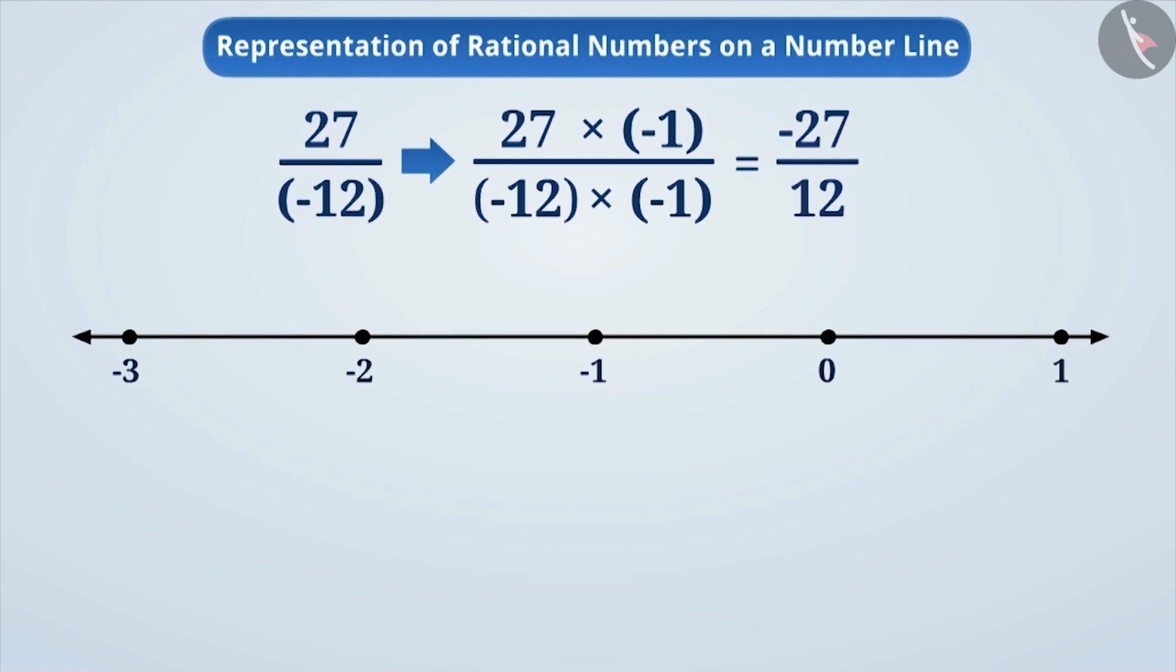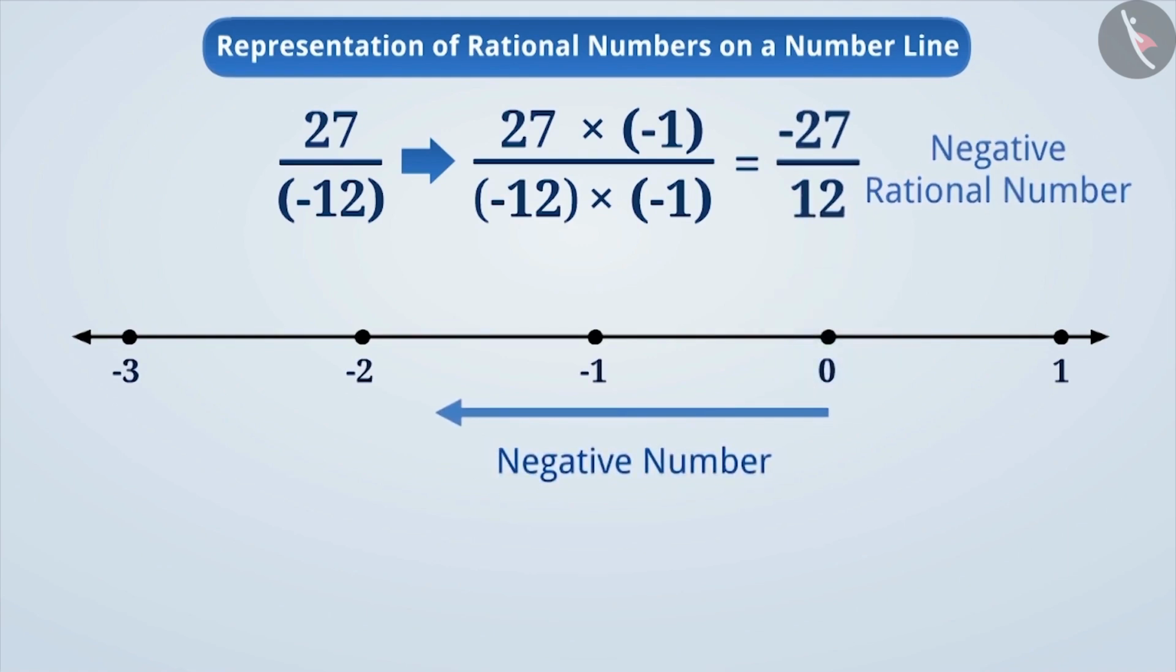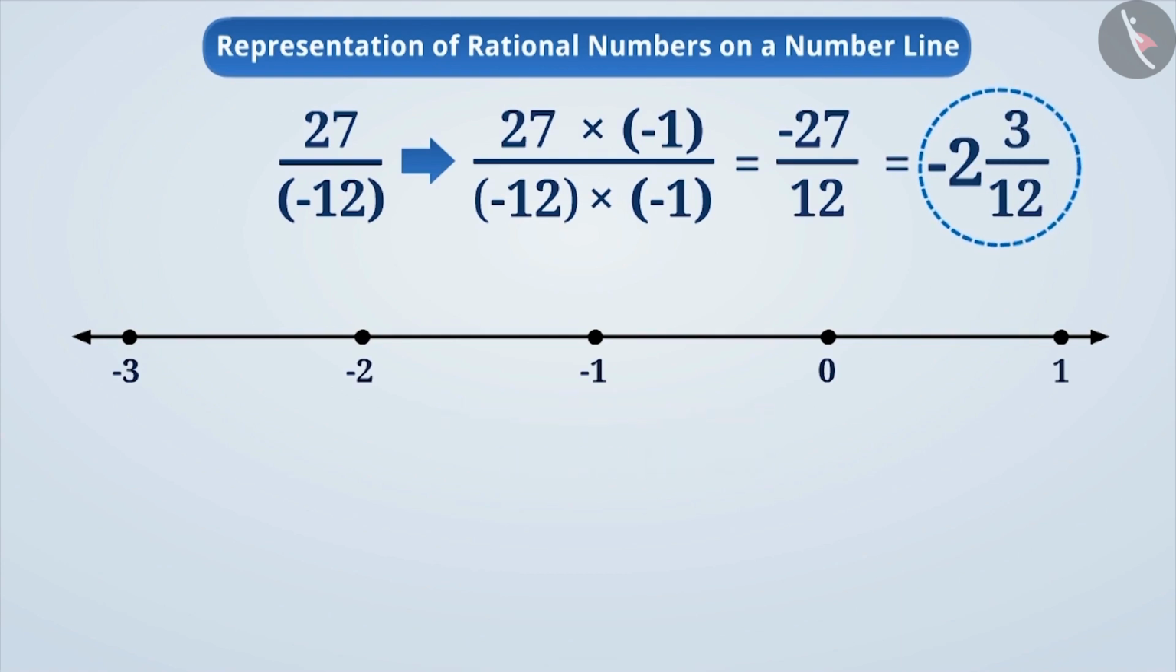To express this on the number line, we will draw a number line as we did earlier. Since minus 27 by 12 is a negative rational number, its position will be to the left of 0. Now we will express minus 27 by 12 in mixed form as minus 2 and 3 by 12. By looking at it, can you guess the position of minus 2, 3 by 12 on the number line? Think.